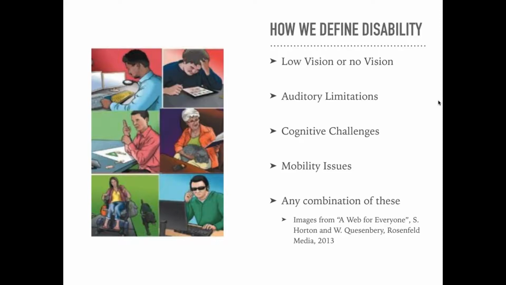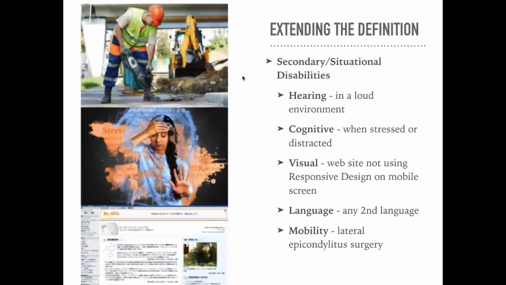I'll discuss a few of them a little bit later, some of which are related to actual conditions like Asperger's or autism. Some of them are just a factor of everyday aging. Mobility issues, in some cases total, in some cases partial. And there's a combination of all of the above. Depending upon if you're lucky enough to live long enough, you probably will experience one of these, if not more, as a primary disability at some point in your life. However, I want to extend the definition a little bit and talk about secondary or situational disabilities.